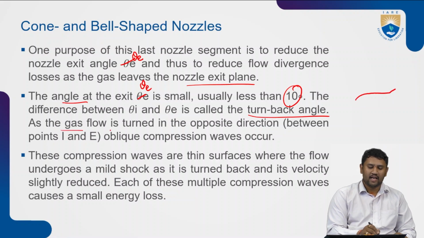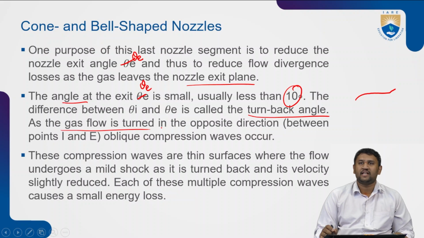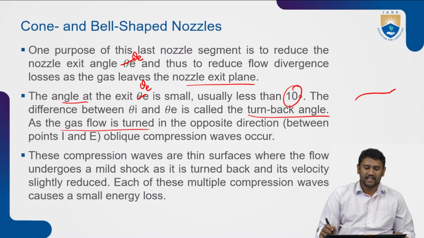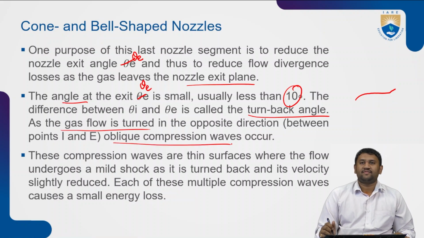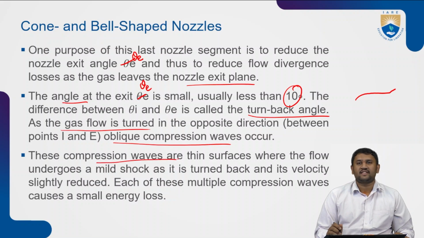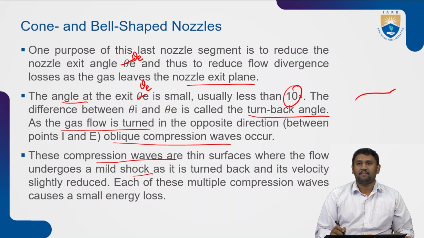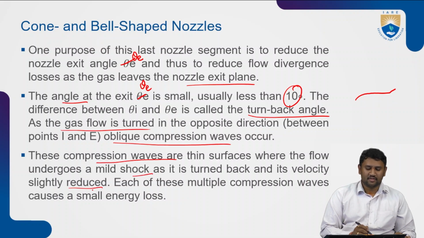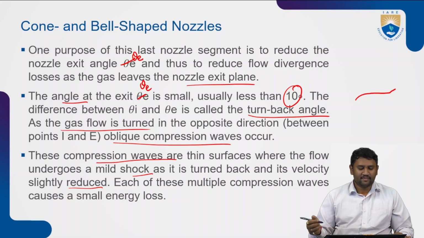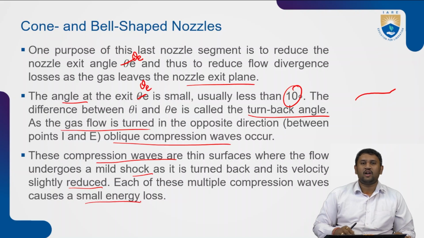Now, as the gas flow is turned into an opposite direction between points I and E, oblique compression waves occur. These compression waves are thin surfaces where the flow undergoes a mild shock. As it turns back, its velocity is slightly reduced. Each of these multiple compression waves will cause a small energy loss.